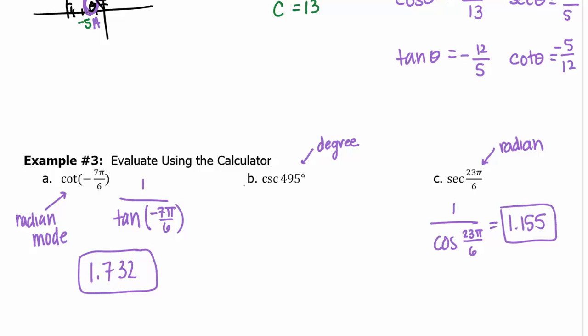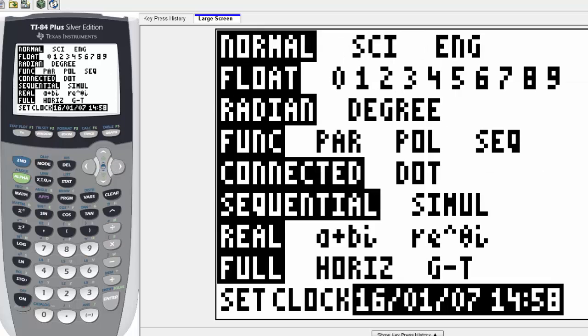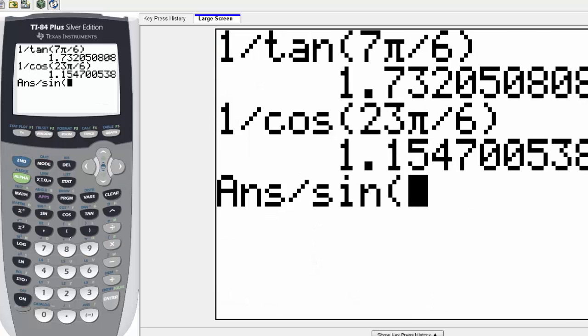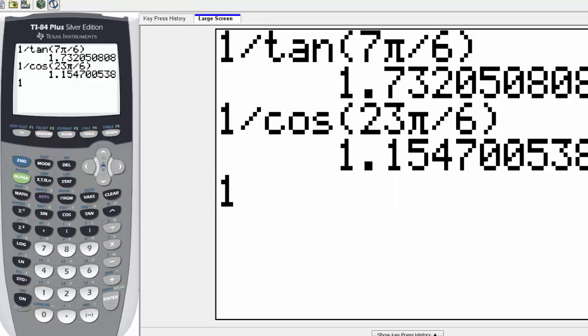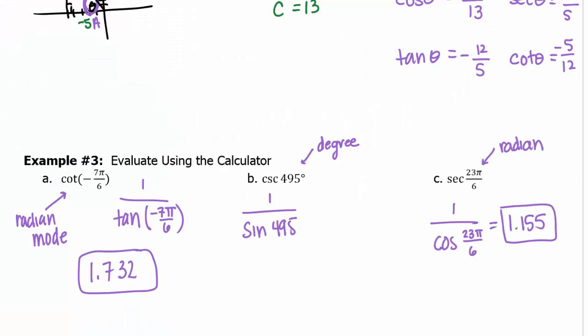So since this one's in degrees and it's cosecant, it's 1 over sine of 495. But the only way we can do it is if we change the mode back to degrees. And we do 1 over the sine. Oops, I need to retype that. 1 divided by the sine of 495. You get 1.414.